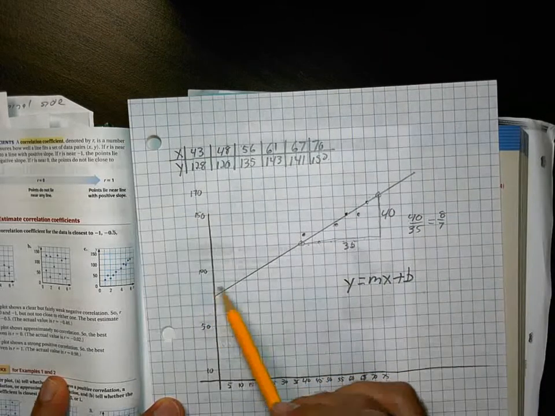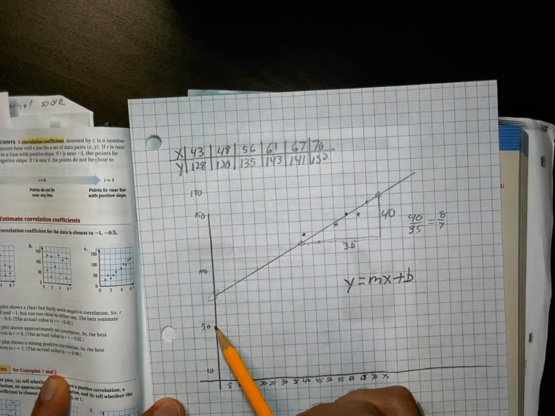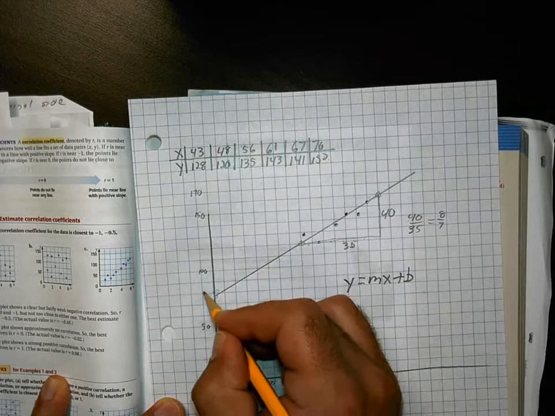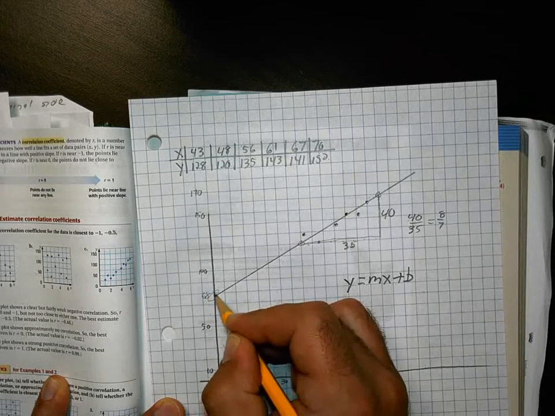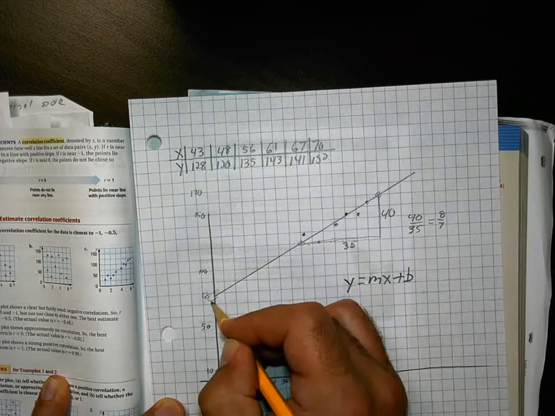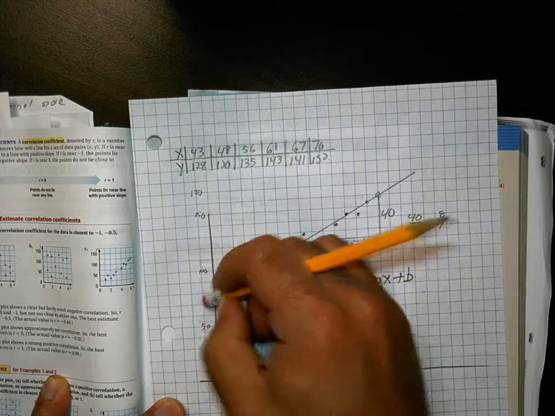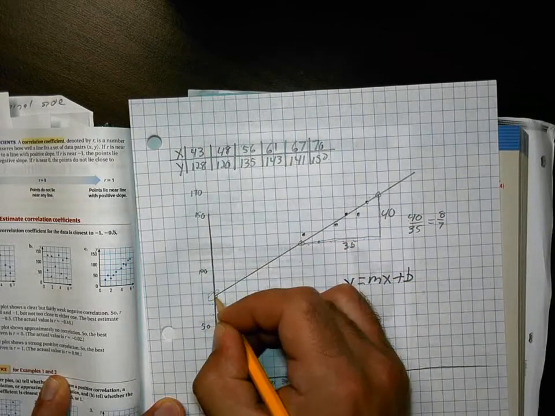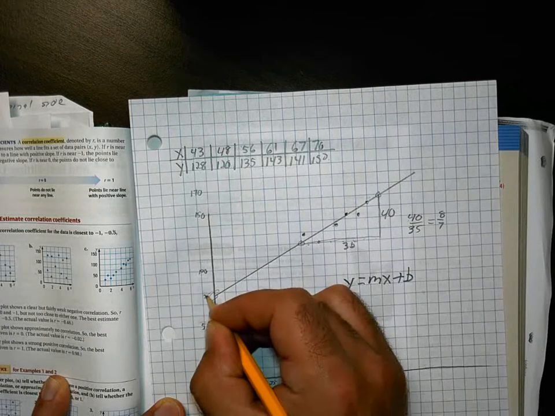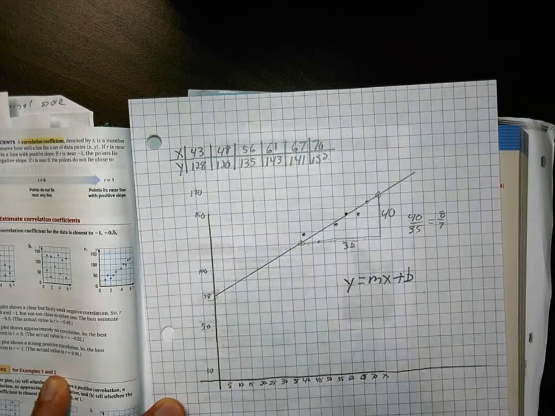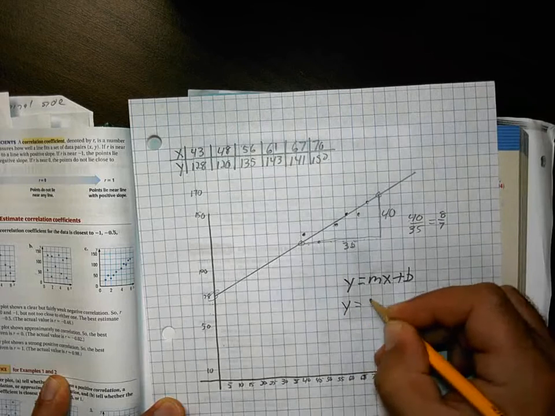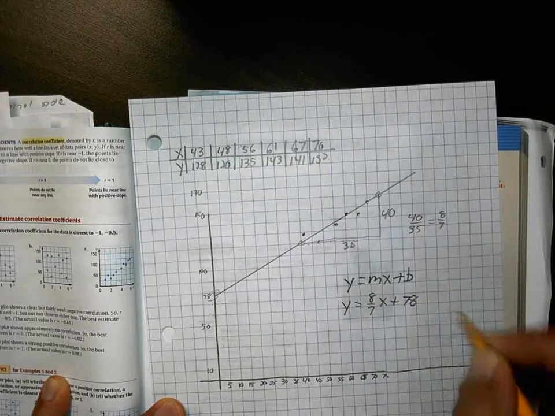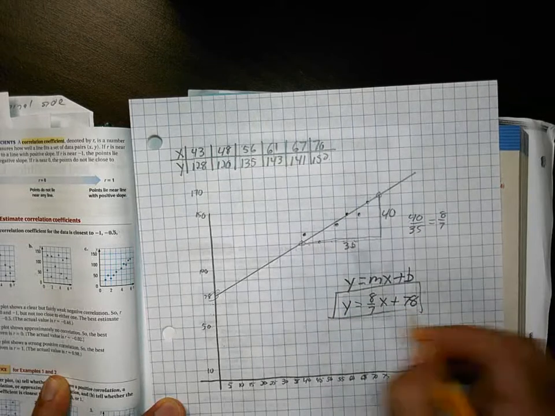My y-intercept, so let's look at that. That looks like 50, 67, 68. Let's call that 68. Actually, we're not going by 10, we're going by 5. So 50, 60, 70. This would be 80, so it would be maybe about 78 or so. Let's call it 78. So y equals 8 over 7x plus 78 would be the equation of this data.